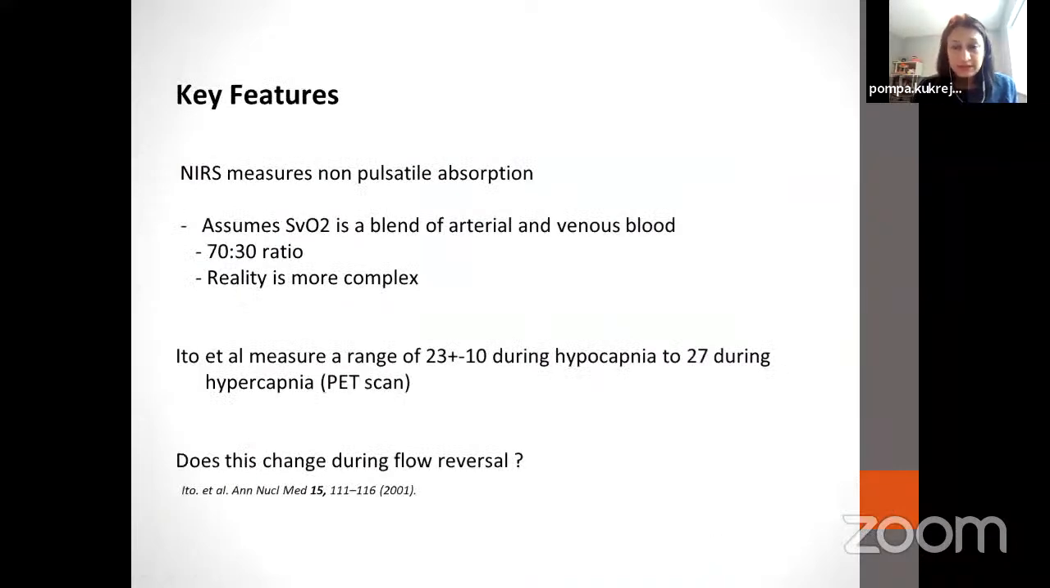It measures the non-pulsatile absorption as opposed to your arterial saturations, but it is based on certain assumptions. It assumes that the ratio of arterial and venous blood is 70:30, but the reality is more complex. That is not the case. There was a study by Ito et al., where they subjected patients to hypocapnia and hypercapnia, and this was a PET scan where they did cerebral volume assessment, and they found that there was a discrepancy, and actually it is not a 70:30 ratio, which is the assumption. And again, with cardiac surgery, with flow reversal, how does it change? I think that is something we need to look at.